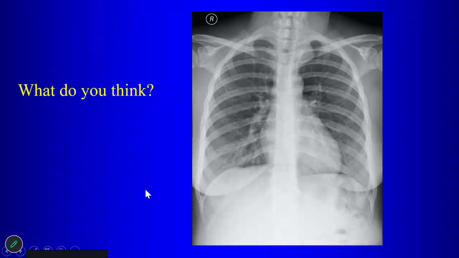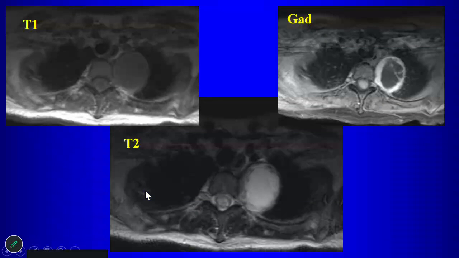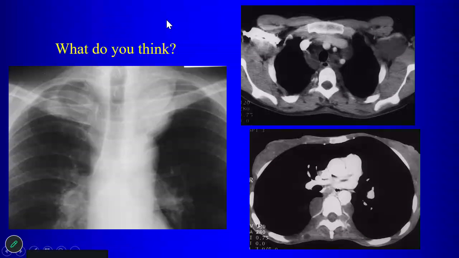So posterior mediastinal mass, the first thing you consider is what? Neurogenic tumor, right. So it's bright on T2, there's peripheral enhancement, so neurofibromas, or neurogenic tumors. So what about this case? Another nice positive cervicothoracic sign, posterior mediastinal mass, there's the CT. What's going on here?